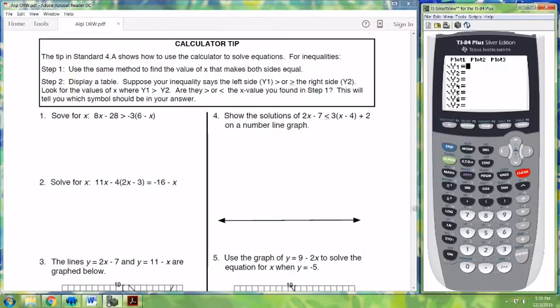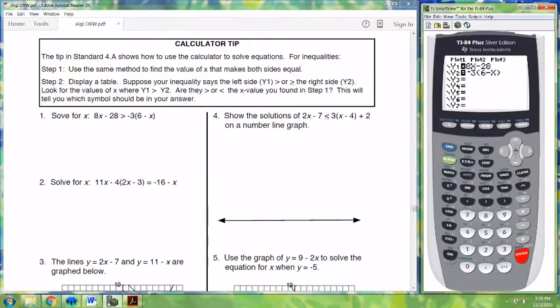I could sit here and show you how to solve that algebraically, but I want to show you a little trick on your calculator. So in y1, I'm going to type the left-hand side, which is 8x minus 28. And then in y2, I'm going to type the right-hand side, just as it is, negative 3 parenthesis 6 minus x. Okay? So I don't need to graph it. That's not what matters here.